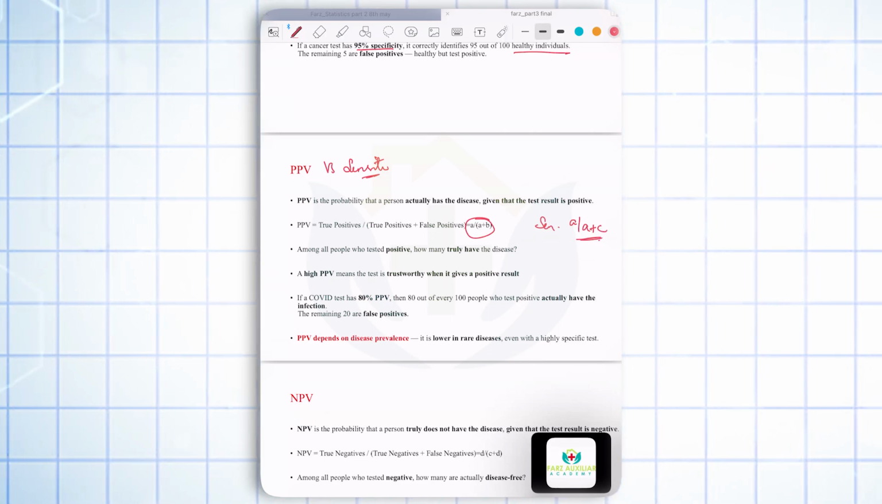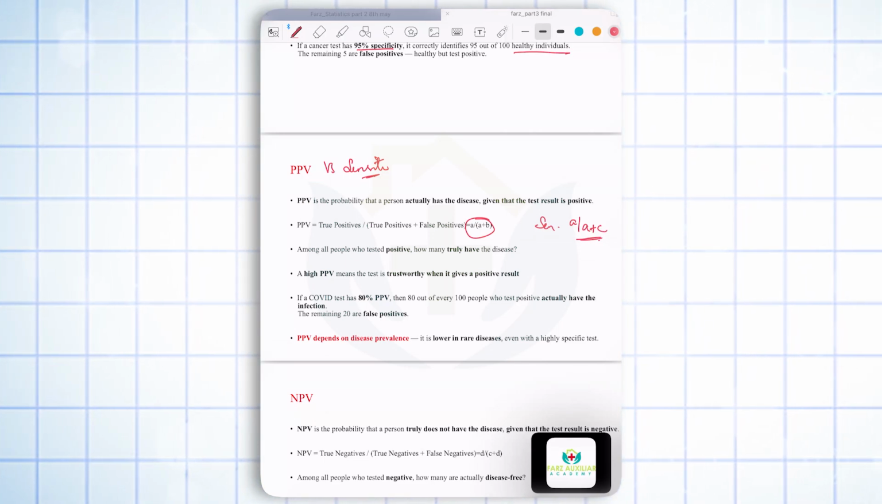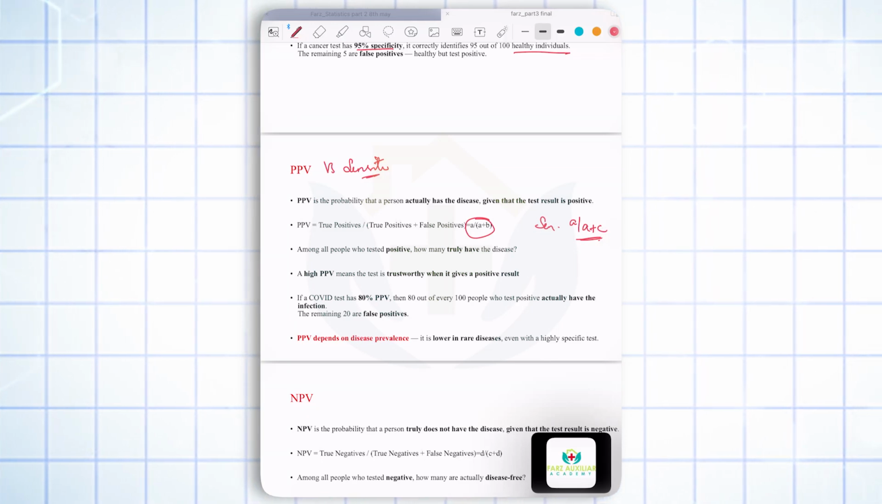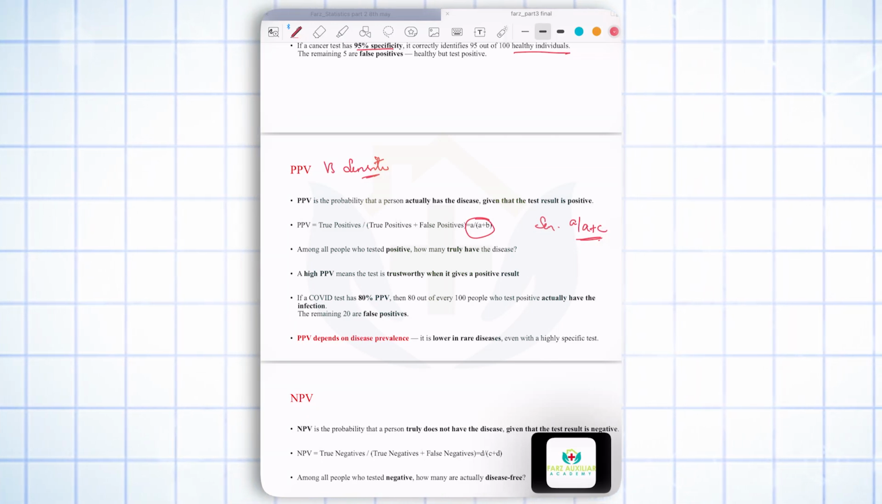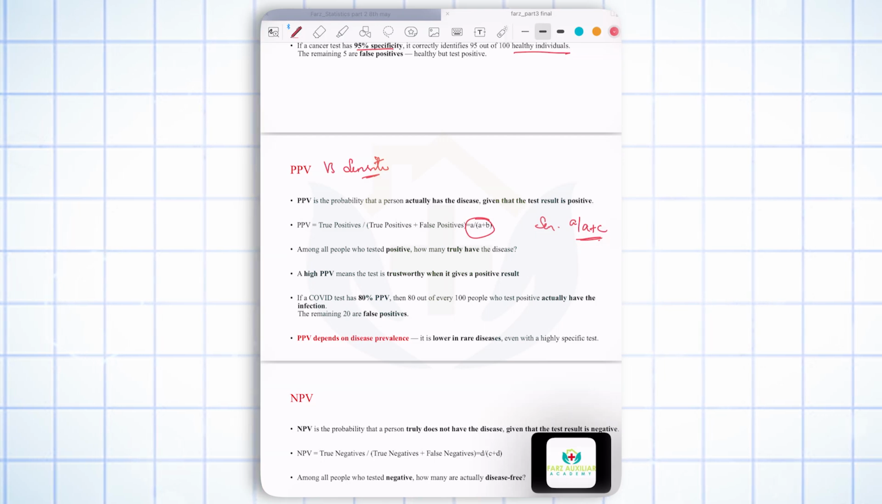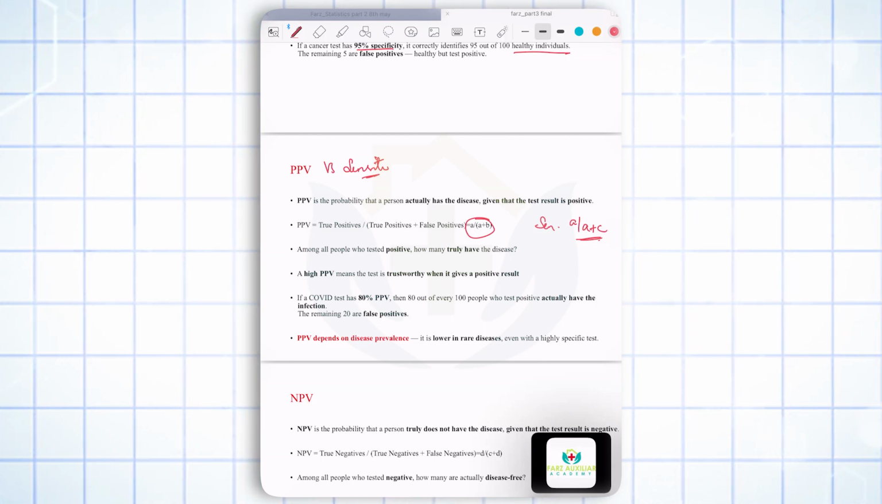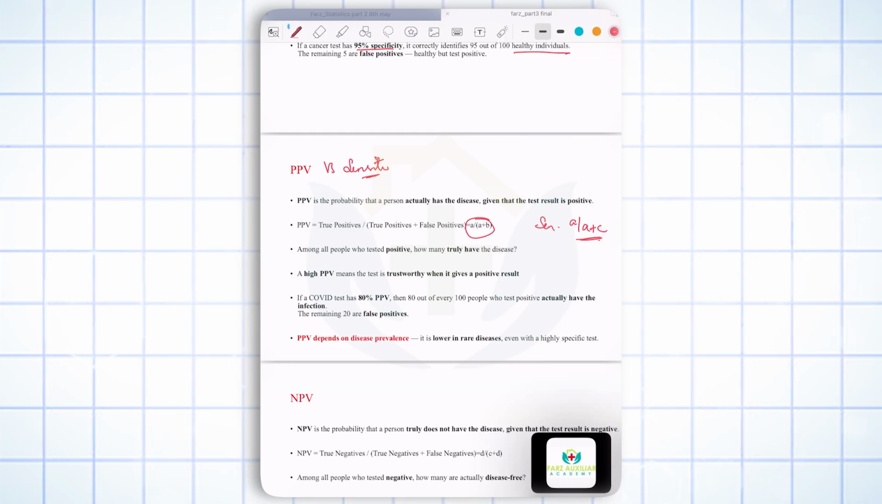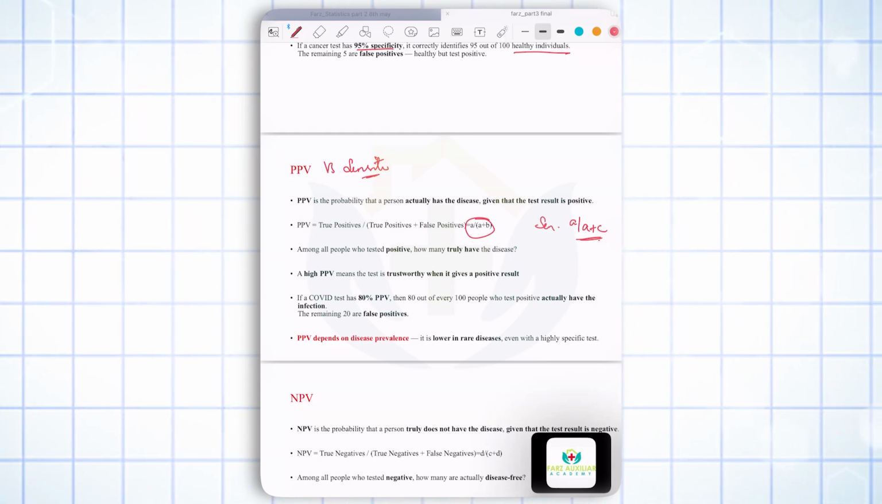So what is positive predictive value? You do the test on a particular patient and the test turns out to be positive. Now, what is the probability that the person actually has the disease if the test turns out to be positive? This is a bit confusing, so I will give you a scenario.